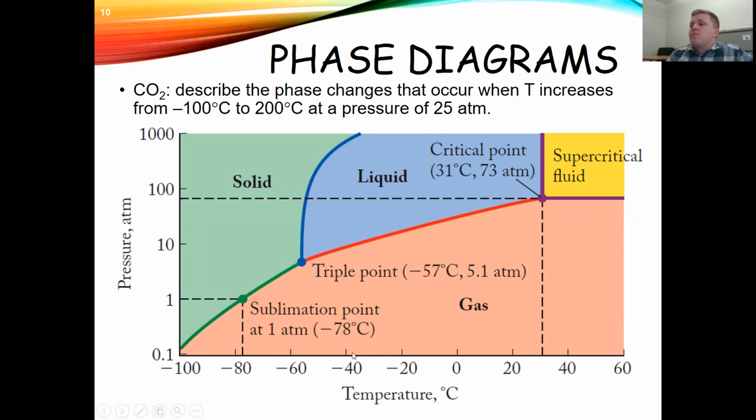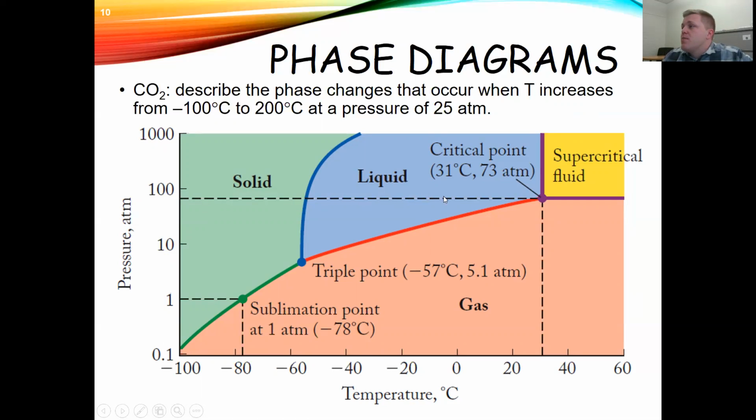And this is what's called a logarithmic plot. So on this kind of plot, 25 atmospheres is actually right up here, pretty close to 100. But if we start here at really low temperatures, since we're at a high pressure of 25 atmospheres, this guy is going to be a solid. And as we heat him up, eventually this CO2, this dry ice, is actually going to go through a liquid phase. So it's going to melt.